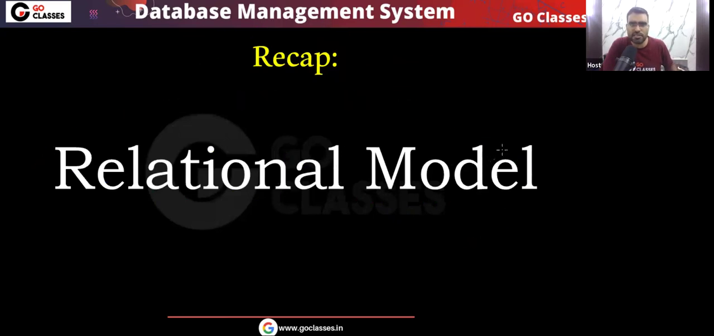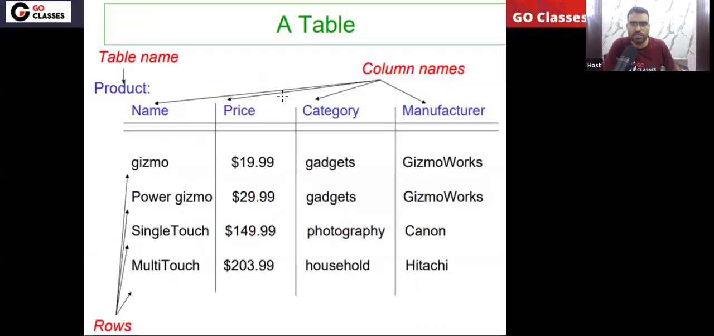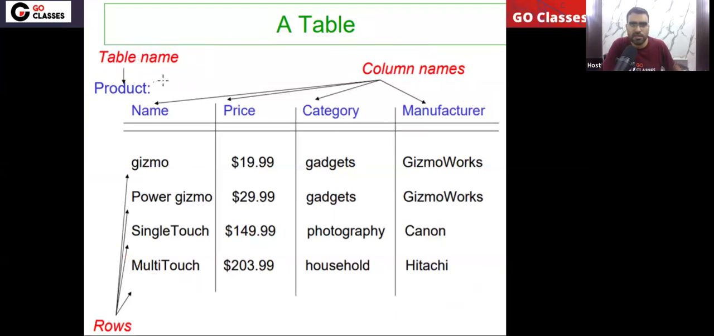What is the relational data model? You already know that in the relational data model, the database is a collection of tables. Yes or no? Every table is called a relation. And in a table, what do you have? In a table, you have attributes and you have tuples. For example, on your screen, you can see this is a table, and this is the table name.